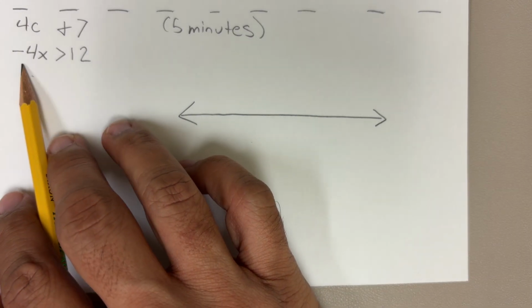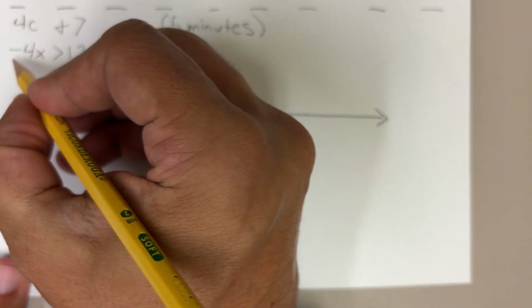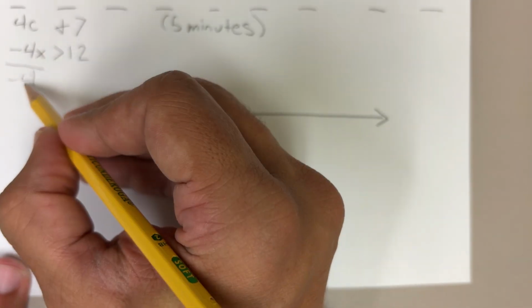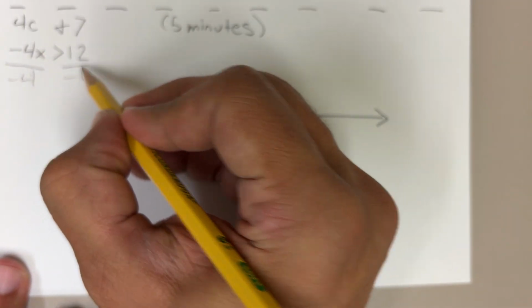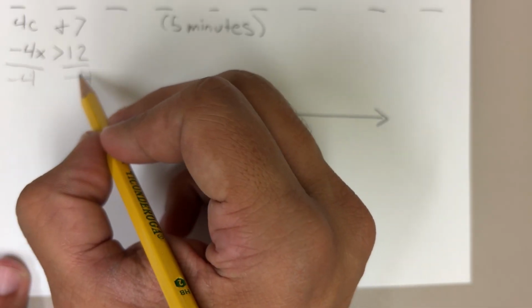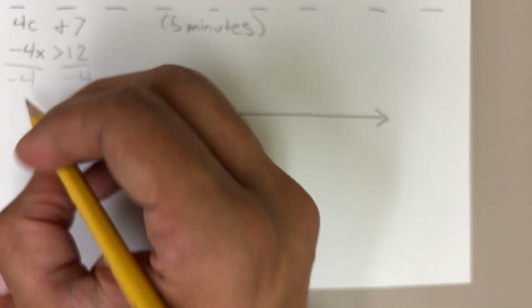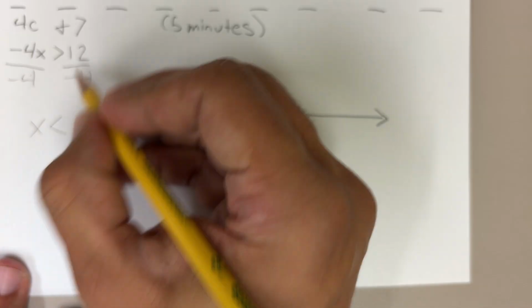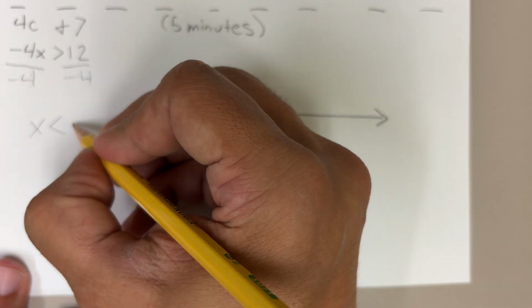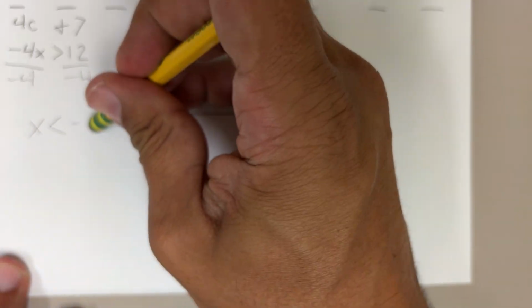All right. So we're going to be leaving x by itself. Divide by negative 4. You see how I'm dividing by negative 4 on both sides? The negative means that we're going to be changing the direction of the sign. And this becomes negative 3.